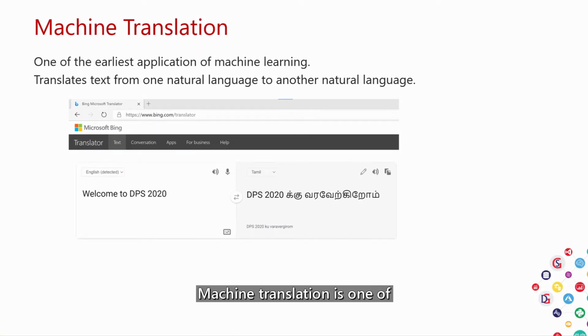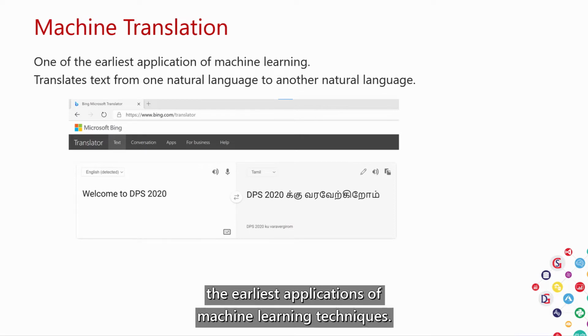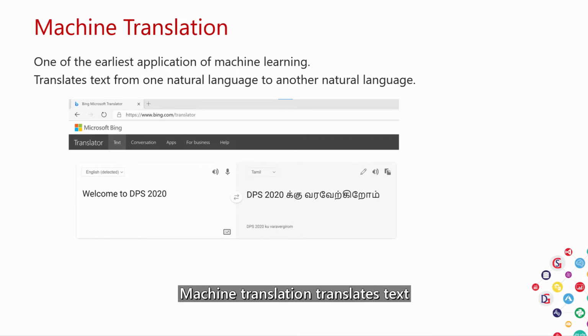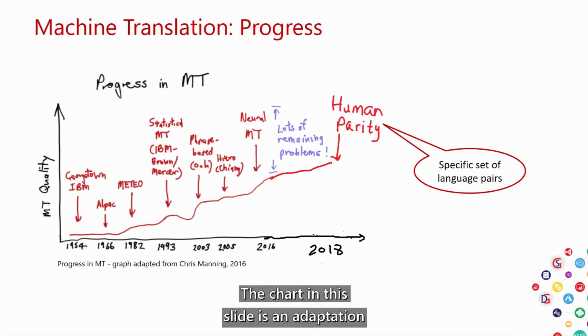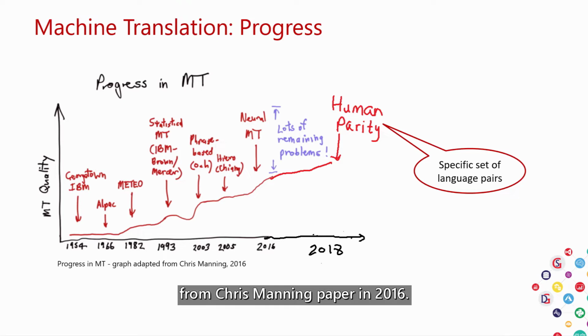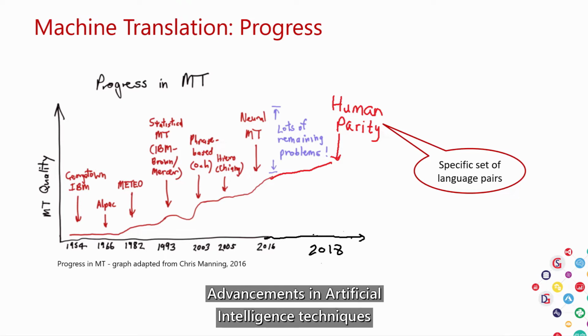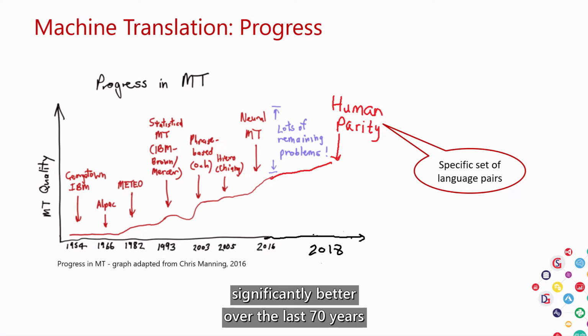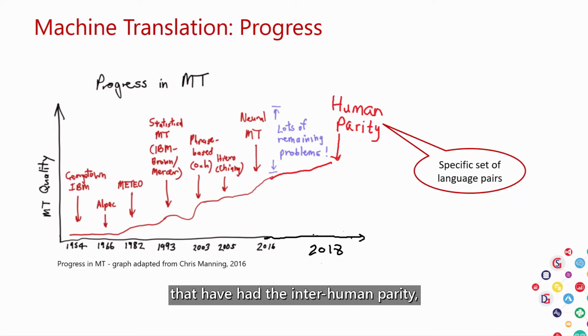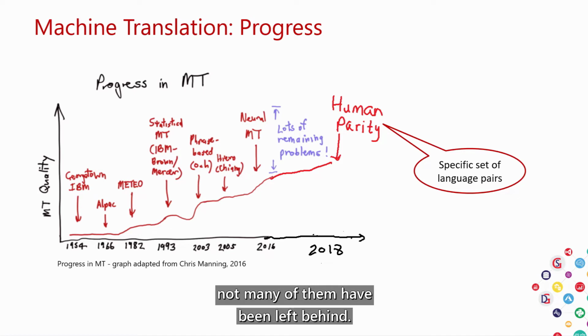Machine translation is one of the earliest application of machine learning techniques. Machine translation translates text from one language to another language. The chart in this slide is an adaptation from Chris Manning in paper in 2016. Advancements in artificial intelligence techniques has made the quality of machine translation between languages significantly better over the last 70 years, to the extent of attaining human parity. Though currently some of the language pairs have attained the human parity, not many of them have been left behind.